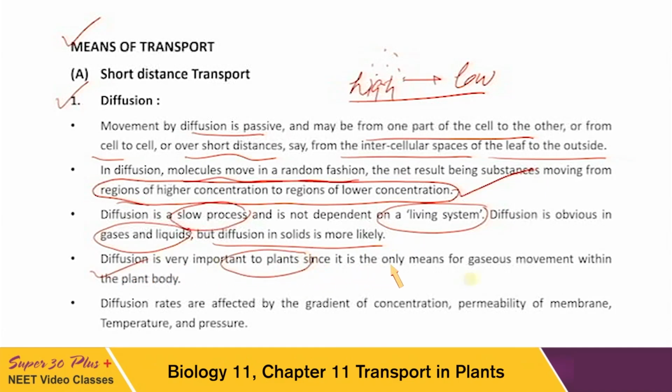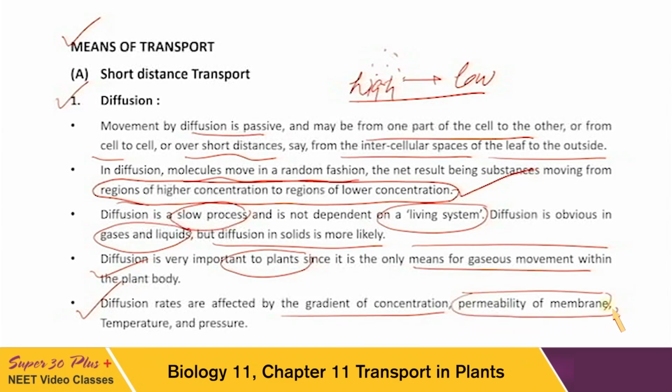You see, the gases diffuse from high concentration to low concentration in the plant body. Diffusion is affected by the concentration gradient. If the gradient is high, diffusion will be faster. It depends on whether it is through a membrane; the permeability of the membrane will affect diffusion. Temperature: things will diffuse from high temperature to low temperature, and similarly from high pressure to low pressure. Is it right?